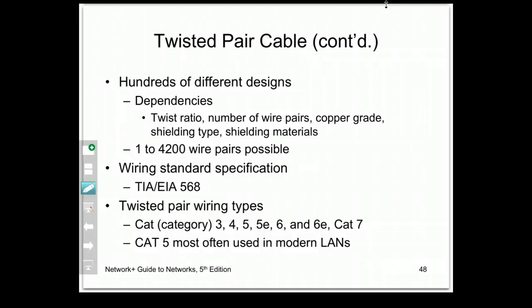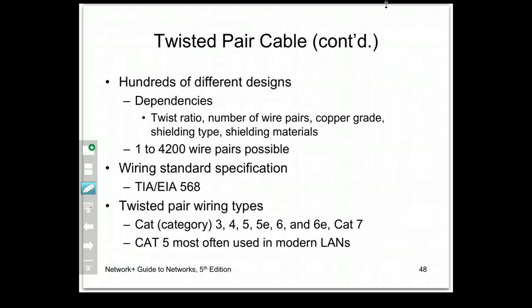So dependencies on these different designs of twisted pair, and these will be different per company, are basically the twist ratio, the number of wire pairs, the copper grade, the shielding type, the shielding materials. There's 1 to 4,200 wire pairs possible within twisted pair technology. The standard we use is a TIA/EIA 568 standard, and they have different types of wires. We use a Cat 5, Category 5, but there's Category 3 all the way to 7.